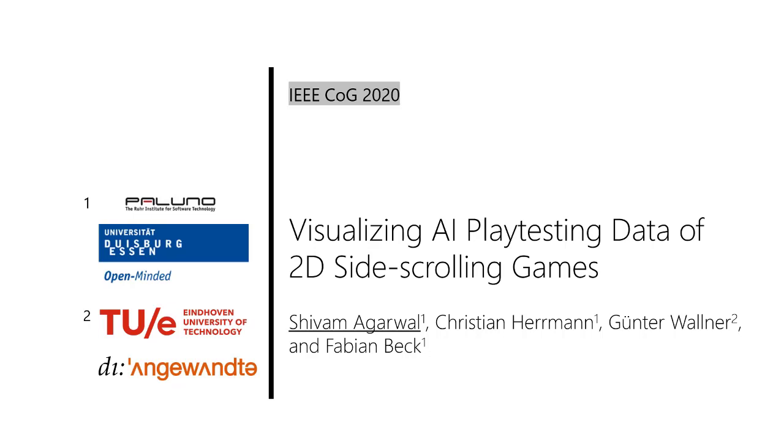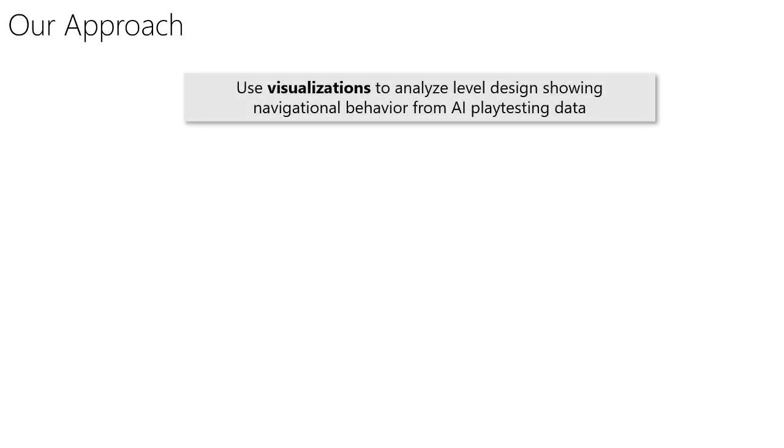Using artificial intelligence, or AI, for playtesting generates a lot of gameplay data. Game designers need to analyze the collected data and understand the behavior of agents as artificial playtesters before making actionable decisions. We propose using visualization to aid the analysis. In our approach, we use visualizations to analyze the level design showing navigational behavior from AI playtesting data.